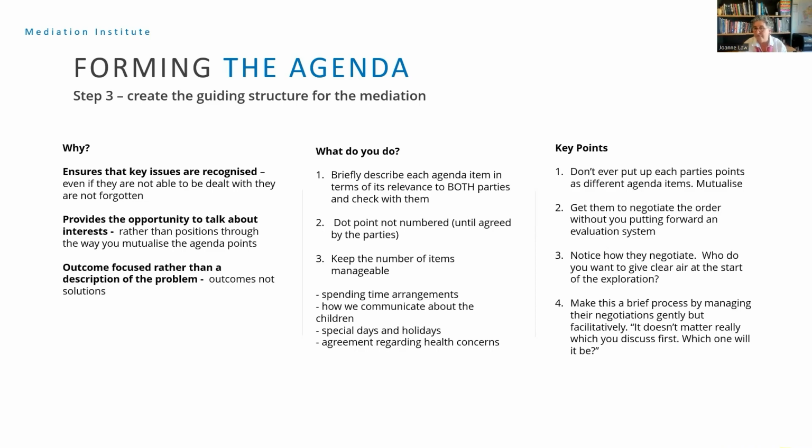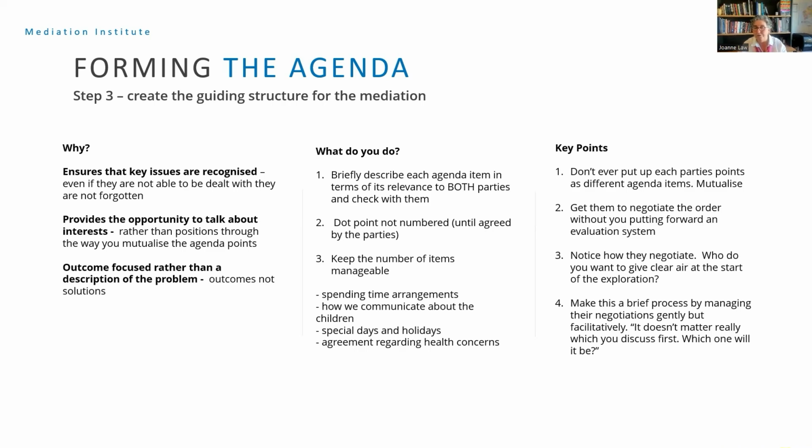Generally, they'll agree. If one doesn't, then I'm going to have a little negotiation around that agenda item, but I'm still not going to say Party B feels that this needs to be discussed. It's going to be me that feels it needs to be discussed, based on what they've discussed. We want to get them to negotiate the order without us putting forward an evaluation system.